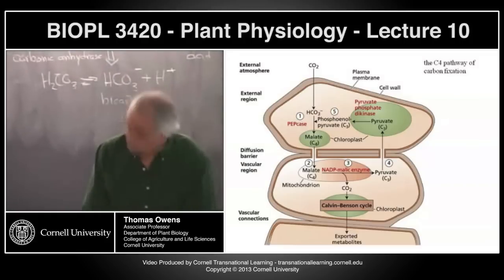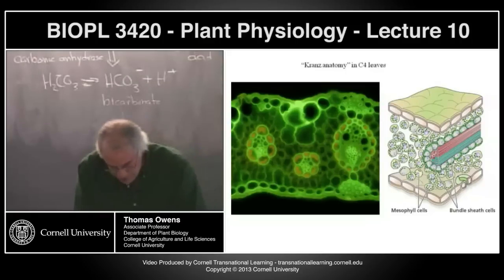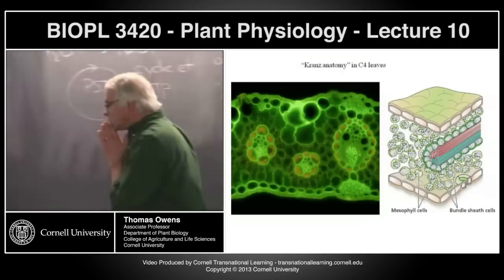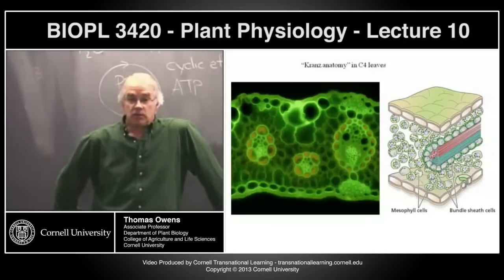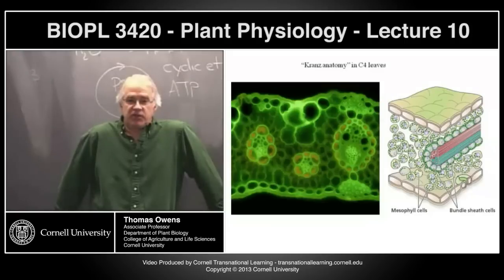Okay, one more quick thing about C4 versus C3. About 350 million years ago, the carbon dioxide concentration in the atmosphere dropped significantly. Where did all that CO2 go?